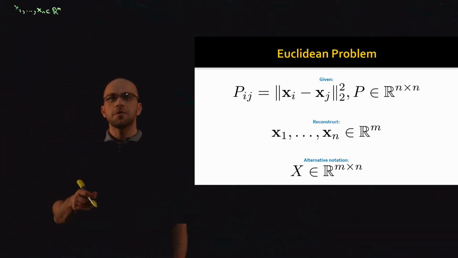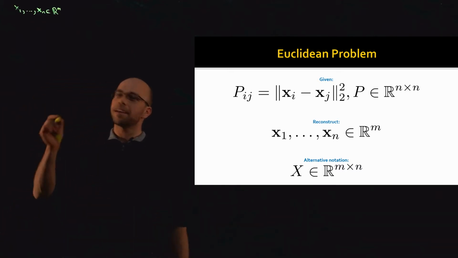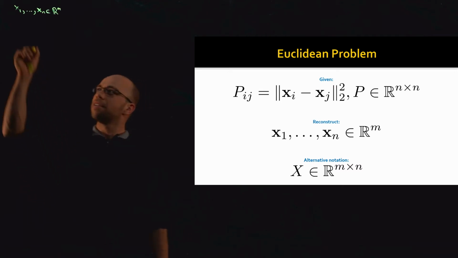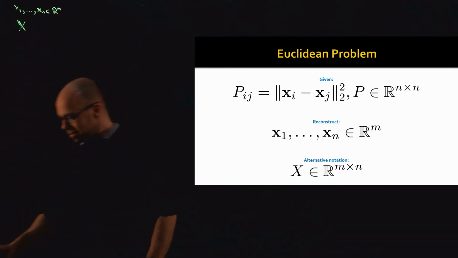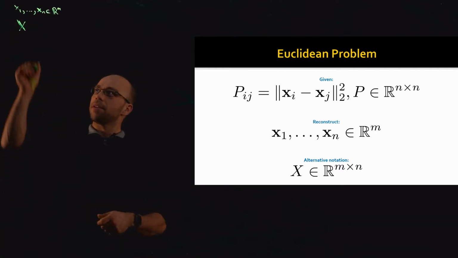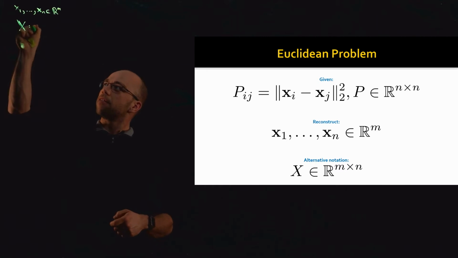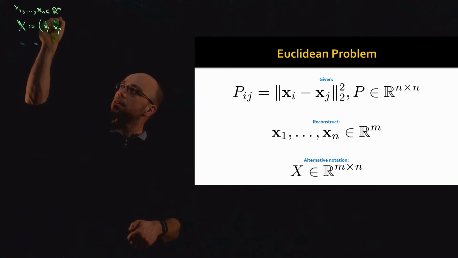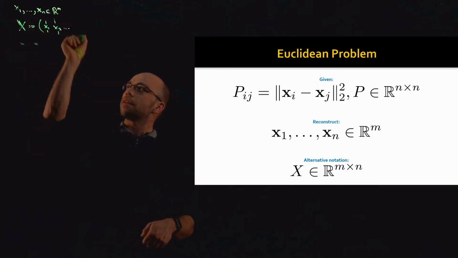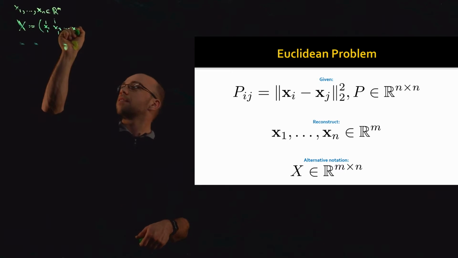Okay, so in that case, I can construct a matrix big X. And so essentially big X is just going to have columns as the xi's. Like this. So I can write big X as the matrix whose first column is x1, second column x2, and the nth column is xn.